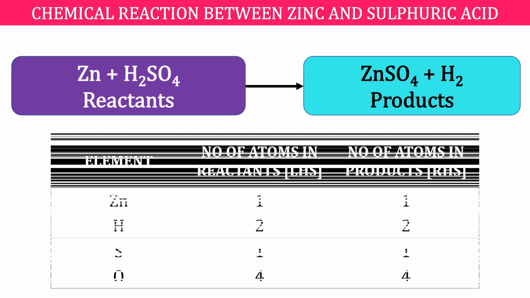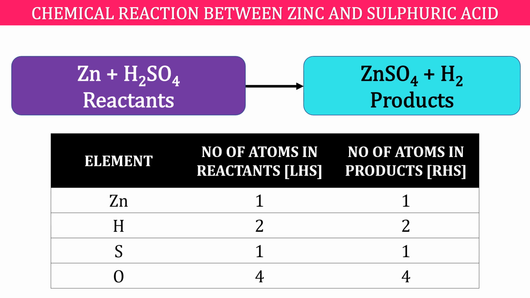Count the number of atoms of each element on both reactant and product side. Zinc, Zn, has one atom on both reactant and product side. Hydrogen has two atoms on both sides. Sulfur has one atom on both sides. And oxygen has 4 atoms on both sides. The atoms of all elements remain the same on both sides. Hence, it is a balanced chemical equation.